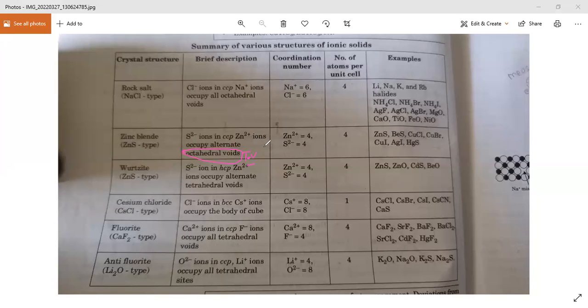Okay, next one is the cesium chloride, CsCl. Cl minus ion will occupy the BCC type of structure. BCC means what? Body centered structure. And the Cs plus ions occupy the body of the cube.